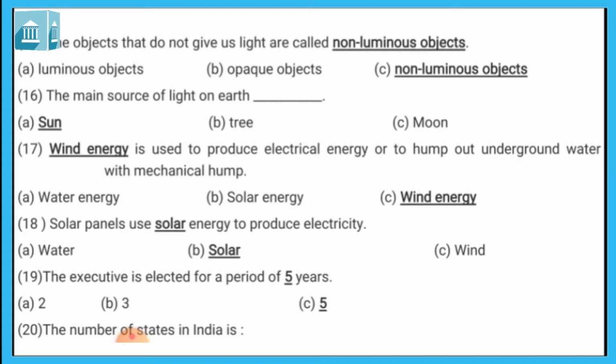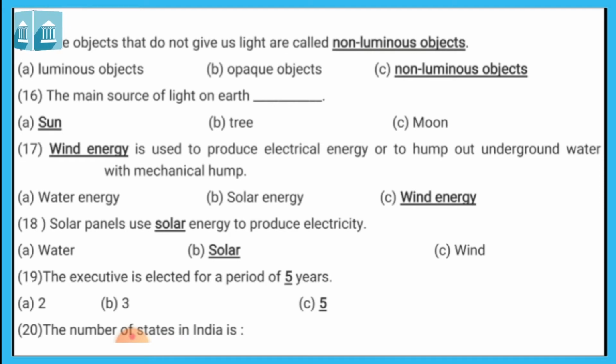And 18. Solar panels use this energy to produce electricity. This is the solar energy. Solar energy is used to produce electrical energy.